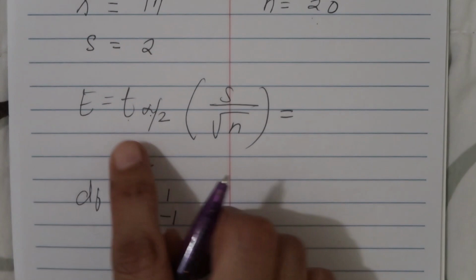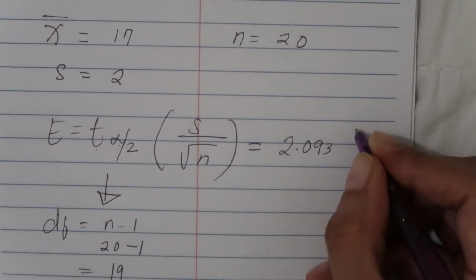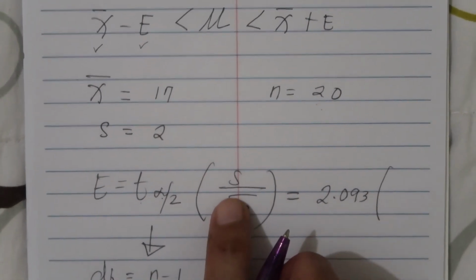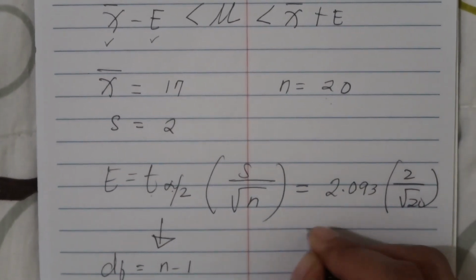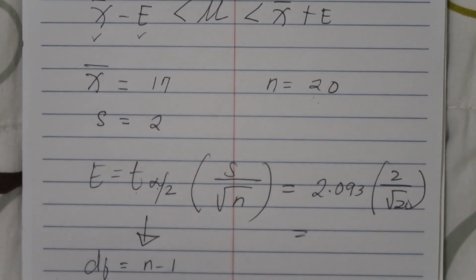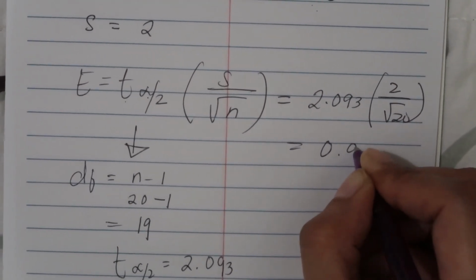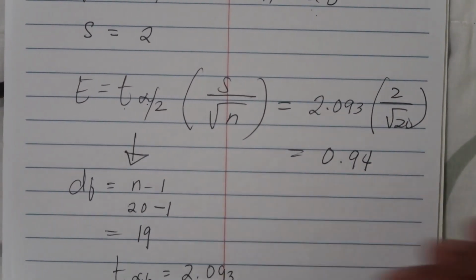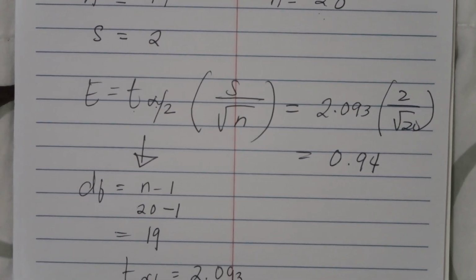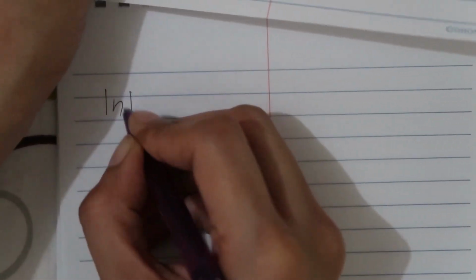Okay, so we can now solve for the margin of error. So 2.093 multiplied by the standard deviation, which is 2, over the square root of 20. So therefore, your margin of error is 0.94. Okay, 0.94. So 0.94. So what will be your interval?